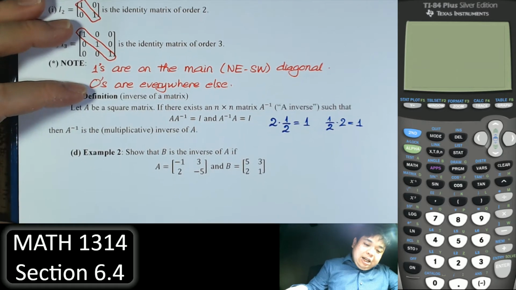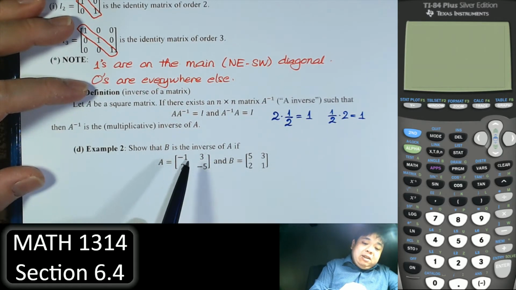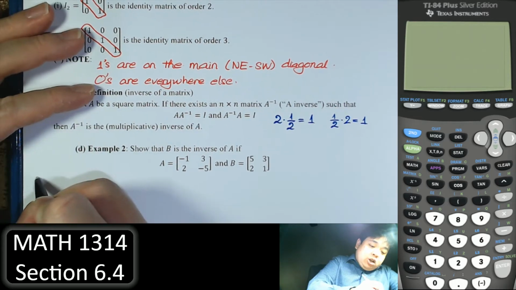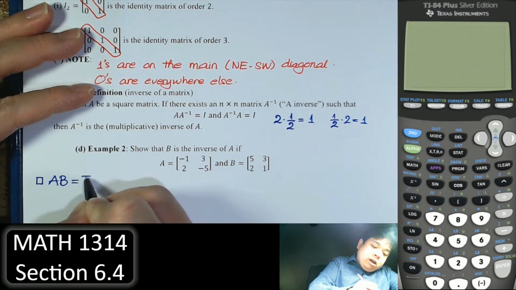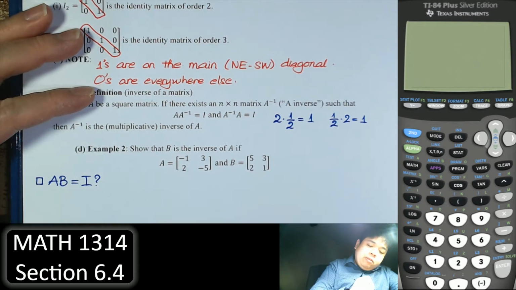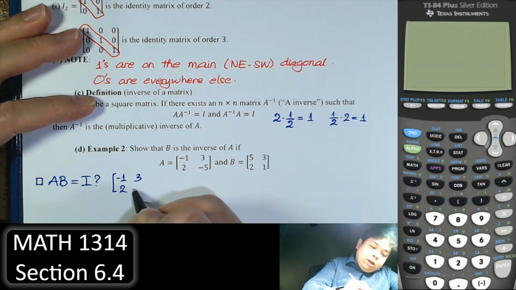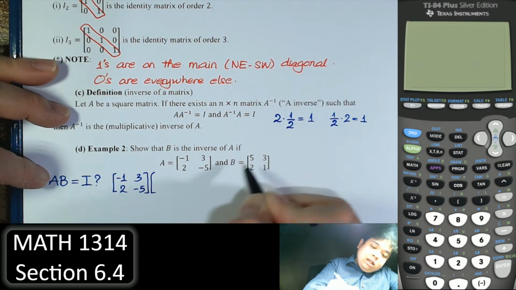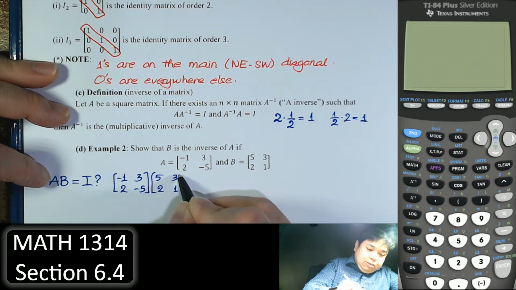Let's go to this example. Show that B is the inverse of A, where A and B are given. Simply, we check two things. First, is A times B equal to I? A is negative 1, 3, 2, negative 5, and B is 5, 3, 2, 1.